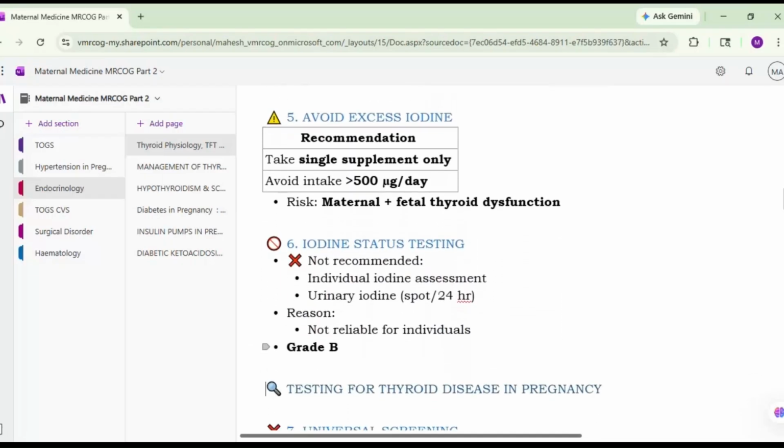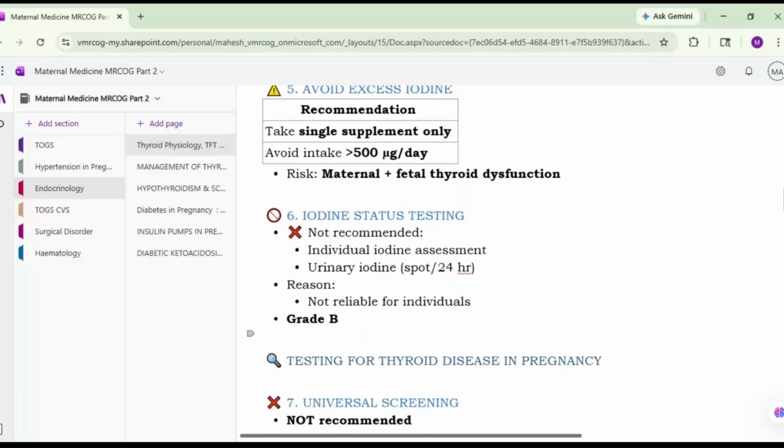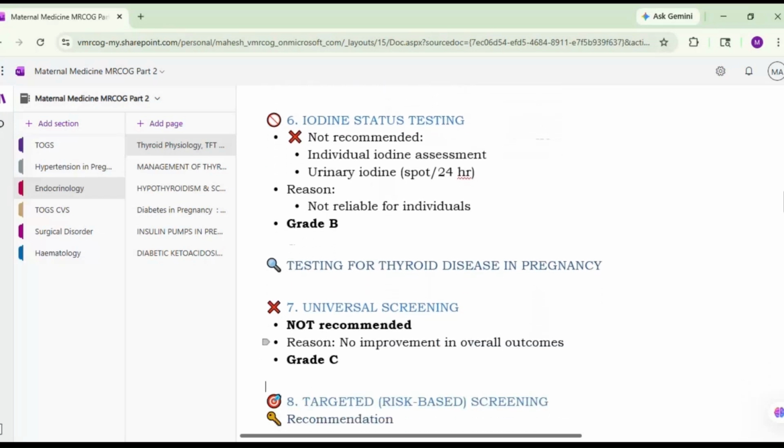Okay. Now coming to iodine status testing, as I have already mentioned, it is not recommended. Individual iodine assessment and 24 hour urinary iodine are not done because these are not reliable for individuals.